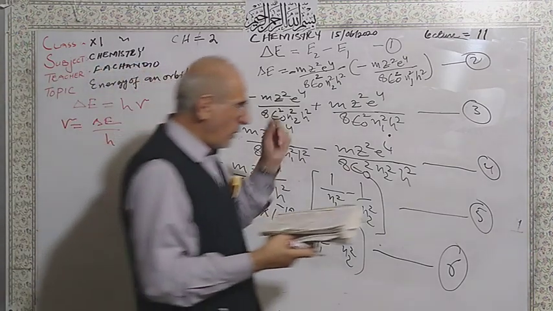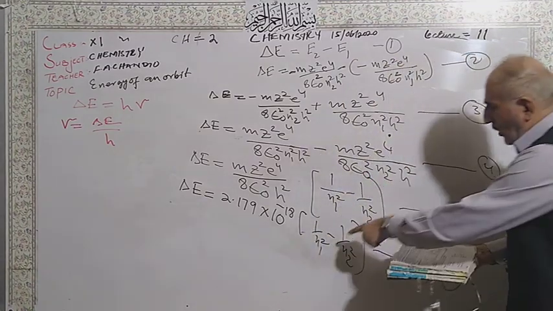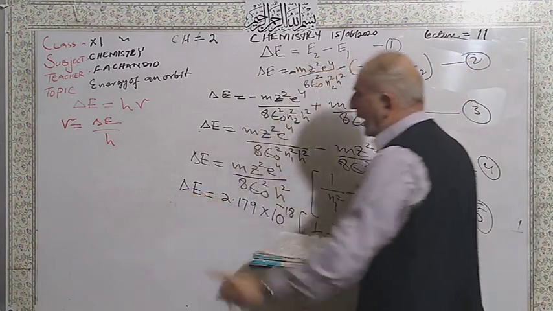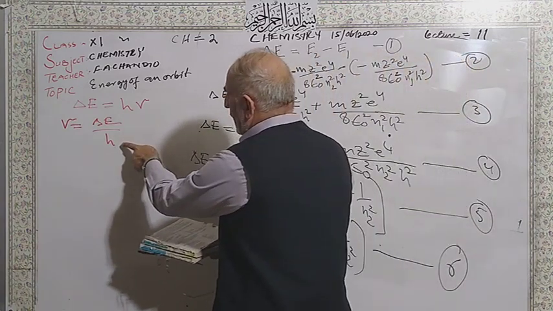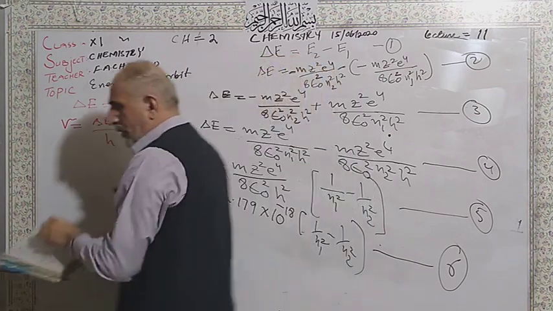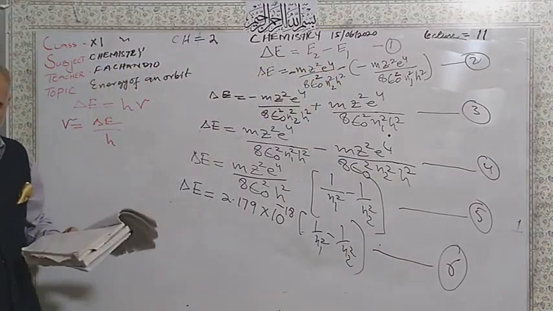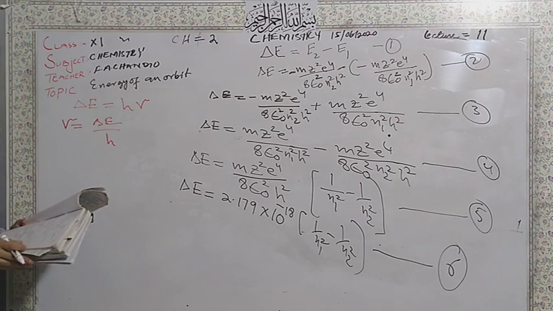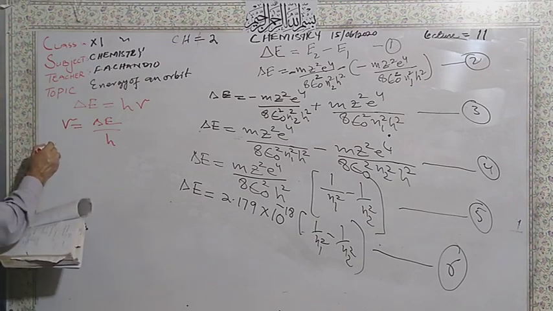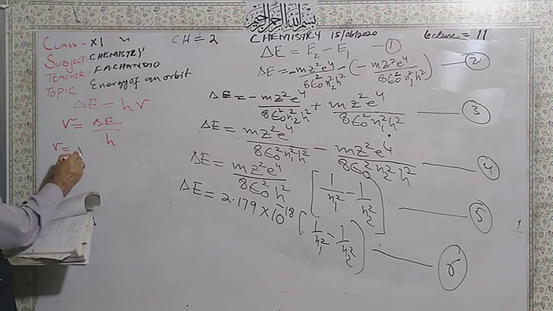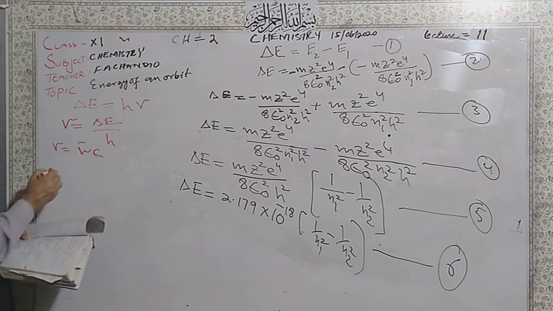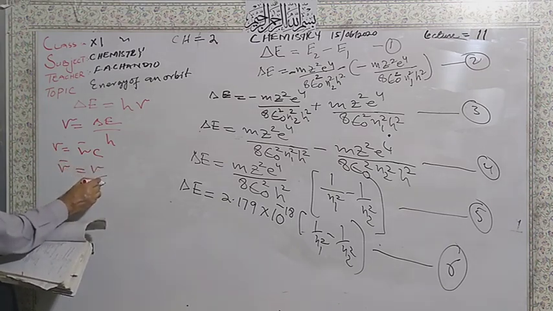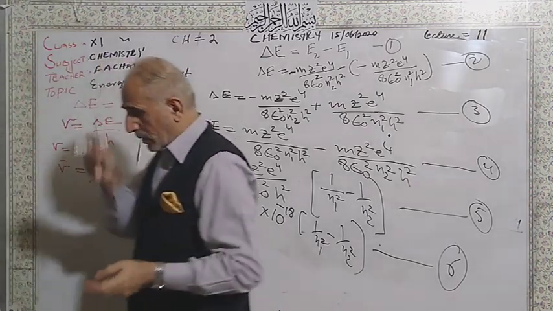If you know the value of n1 and n2, you will be able to calculate the change in energy. If you know the change in energy, h is Planck's constant, you will be able to calculate the frequency in hertz, cycles per second. Then frequency is equal to wave number multiplied by velocity of light, so you can calculate the wave number. So wave number is equal to frequency over velocity of light.